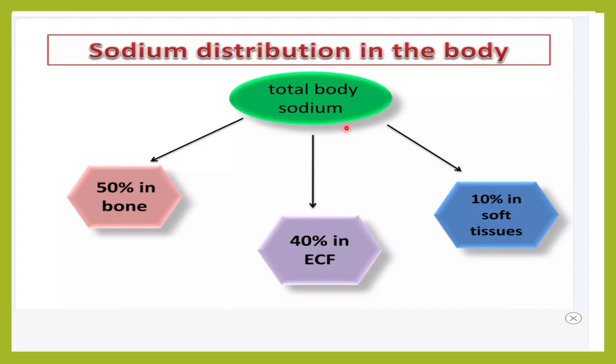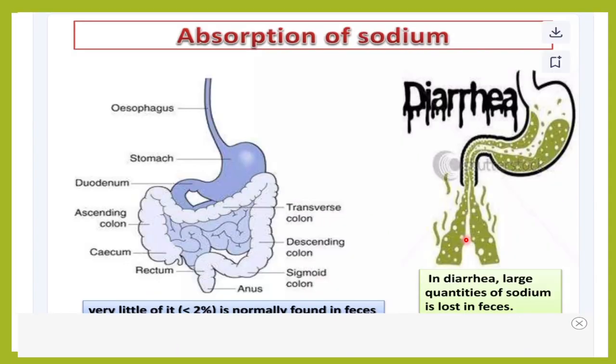So sodium is distributed around 50% in the bone. The remaining 40% of sodium is in the extracellular fluid and 10% is in the soft tissue. Absorption of sodium mainly happens in the stomach, the intestine, and the colon. In case of diarrhea, you'll see that a lot of sodium is excreted through the feces. Usually less than 2% of sodium is excreted in the feces. So when the patient is having diarrhea, too much sodium is lost in the feces or stools.